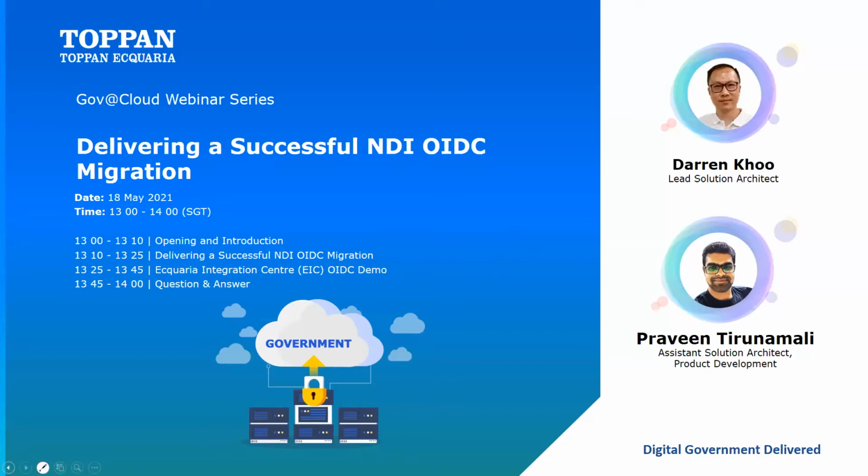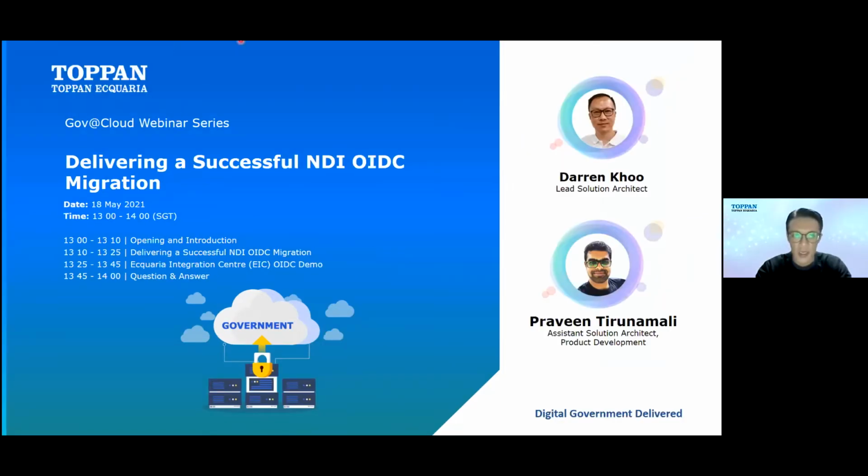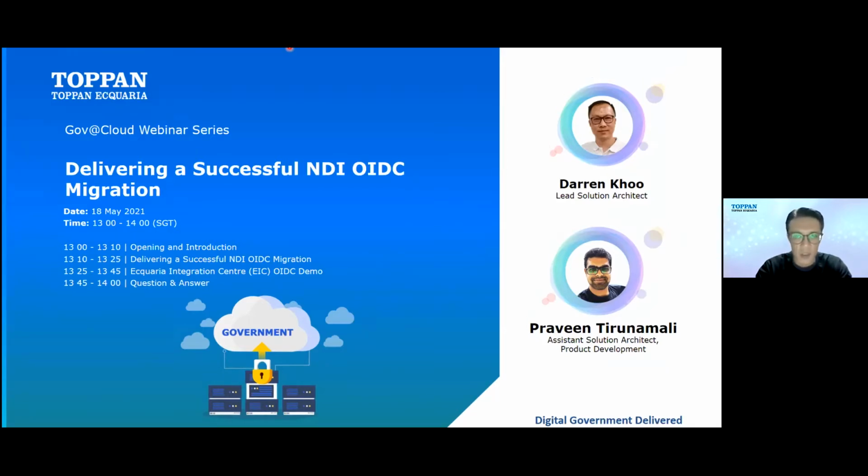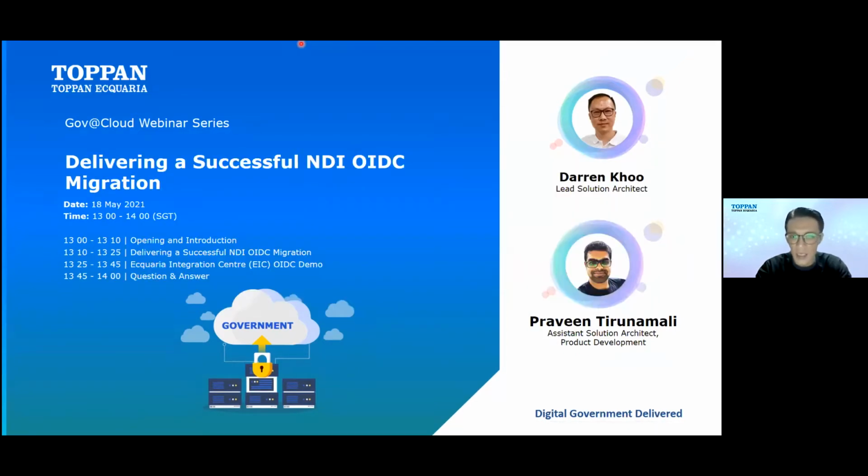Darren is our lead solution architect, covering products as well as overseeing solutions architects in delivering digital government systems. He's also a technology evangelist, working very closely with our CTO to keep up with industry trends, to identify key technologies that can be applied in digital government. And Praveen is our integration specialist at Topan Equira.